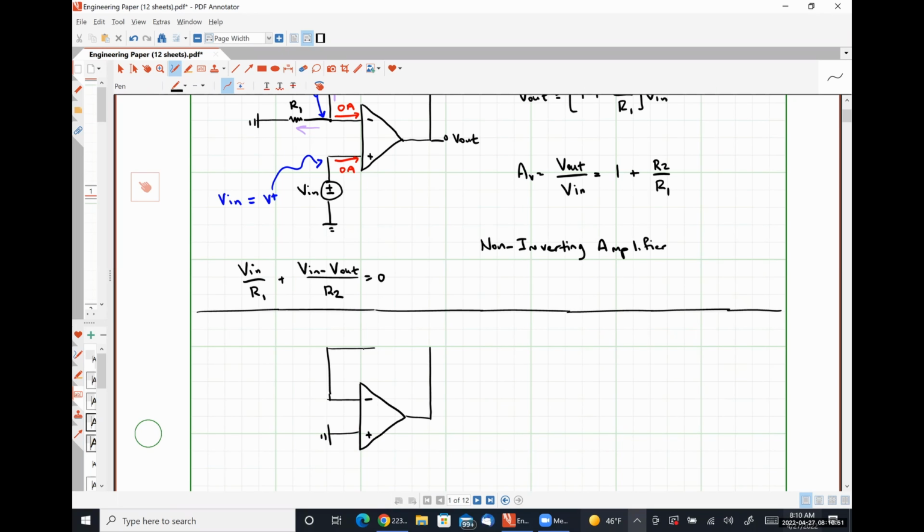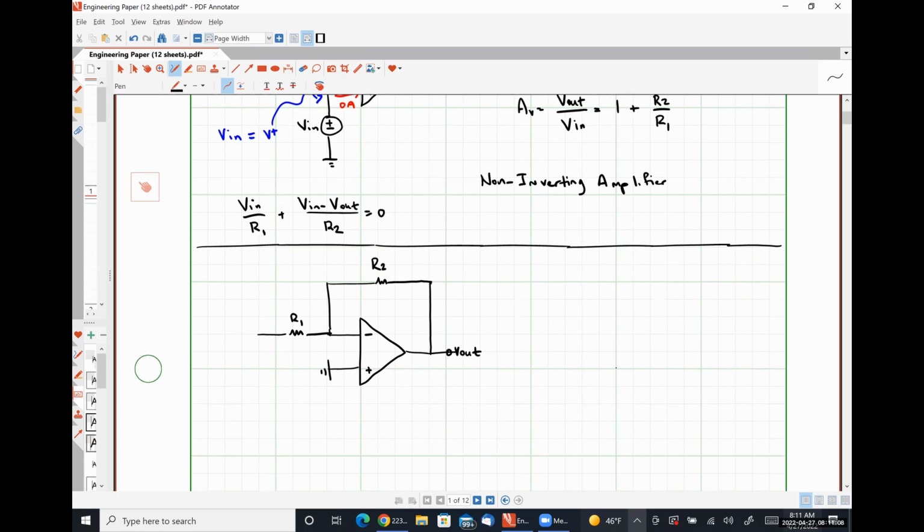I'm still going to have a resistor R2 providing negative feedback. I'm still going to have a resistor R1 over here. And I'm still going to take my output at this node. What I'm going to do differently is I'm now going to apply my input signal over here on the non-inverting input side.